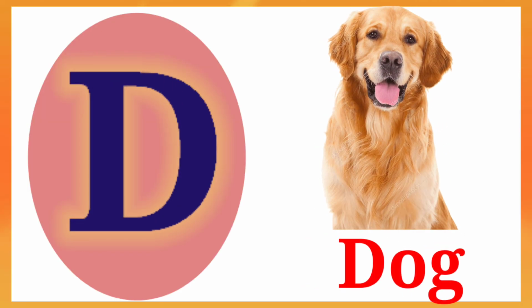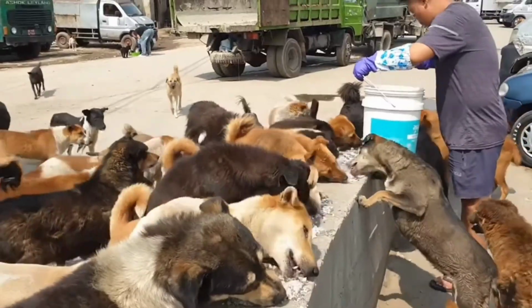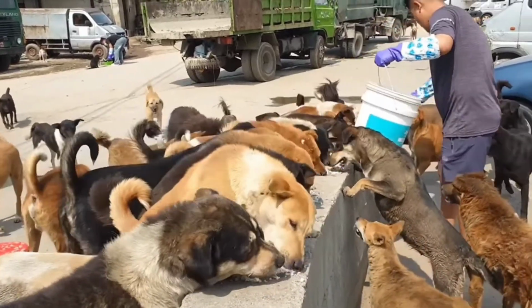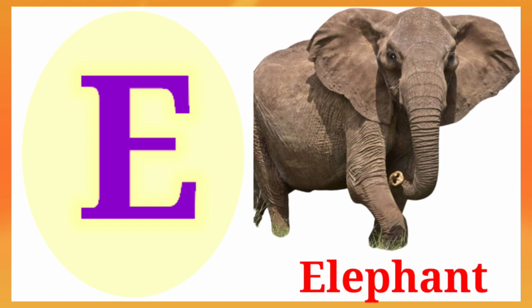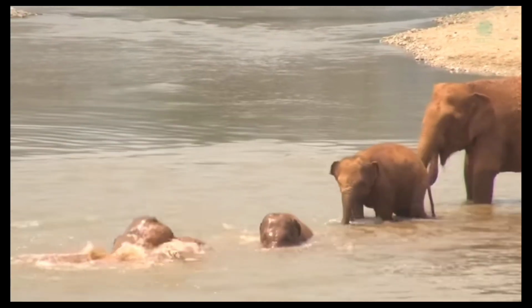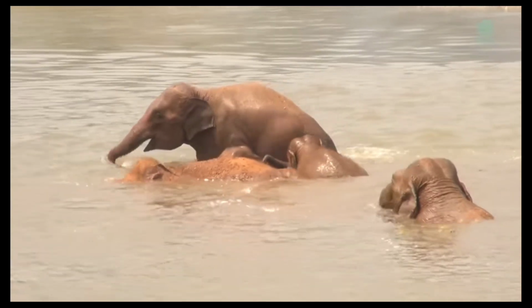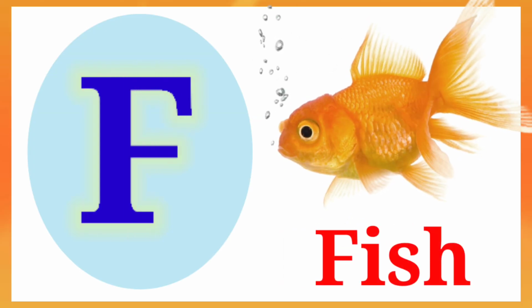Letter D for dog. Letter E for elephant. Letter F for fish.